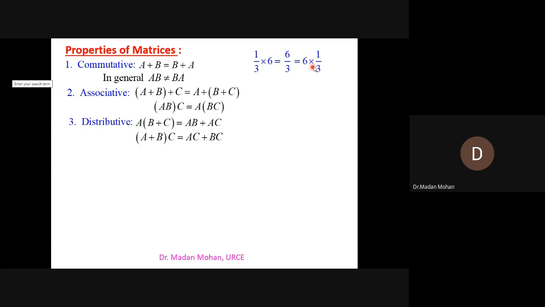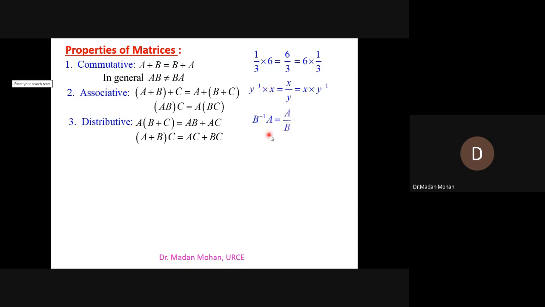Now, both are equal because A into B is B into A in numbers. The same here, X and Y are numbers. I think you got it. 1 by 3 can be written as 3 power minus 1. Similarly, 1 by 3 is 3 power minus 1.